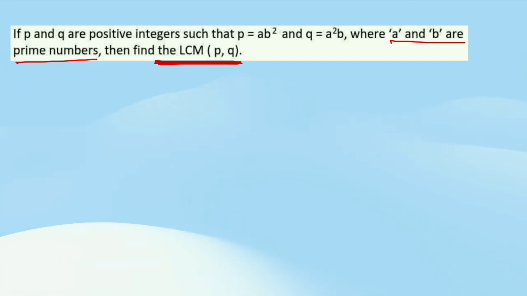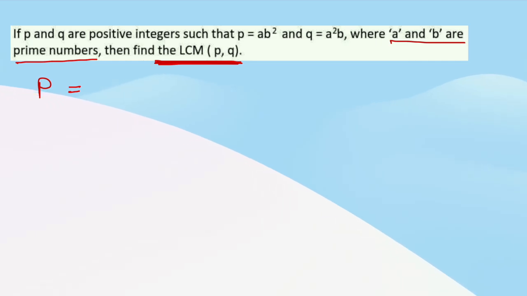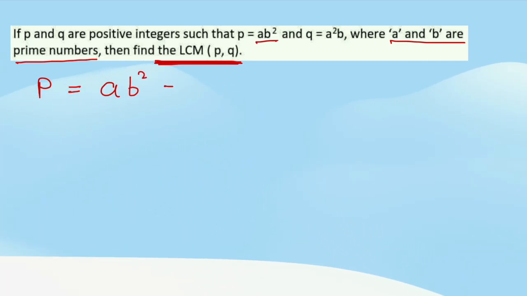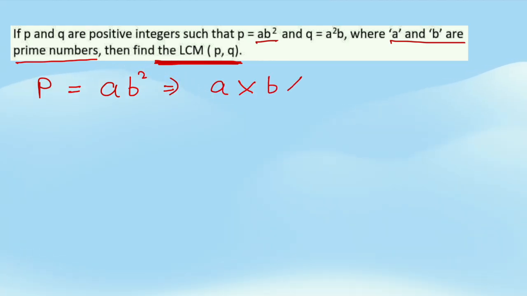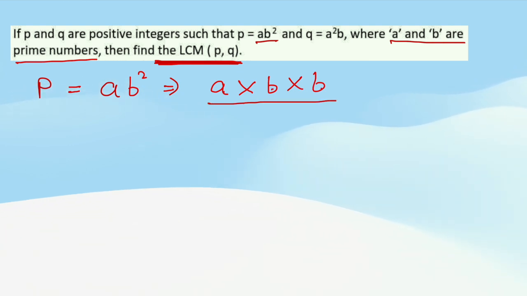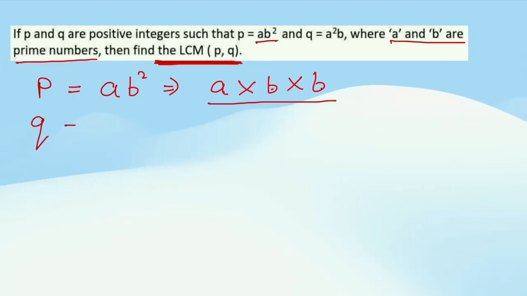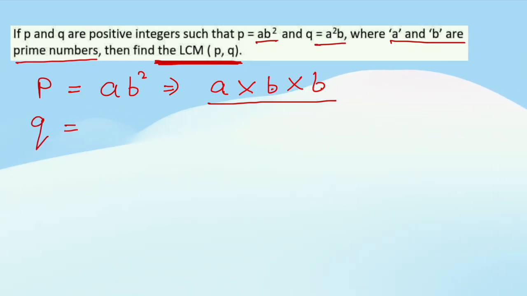Okay, so again the same thing, try to break this P into the prime factorization. So P is AB square. How to break it? I can write it as A into B into B. And it is given that A and B are prime, means this will be its prime factorization form. Clear? If I try to find the Q, Q is how much? Q is A square B.